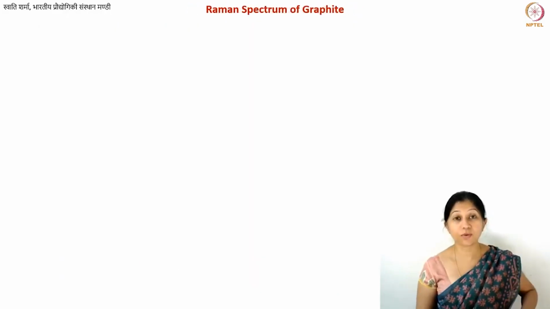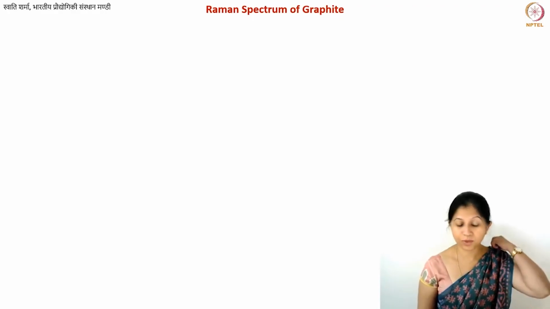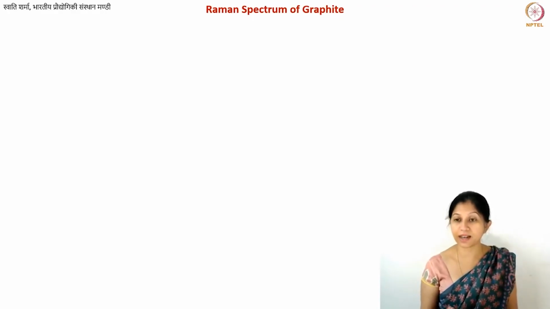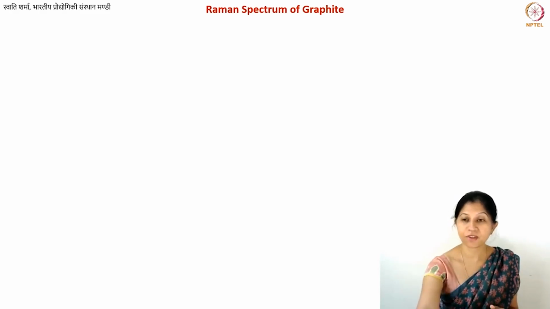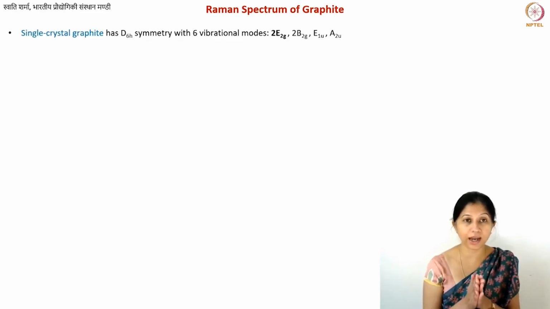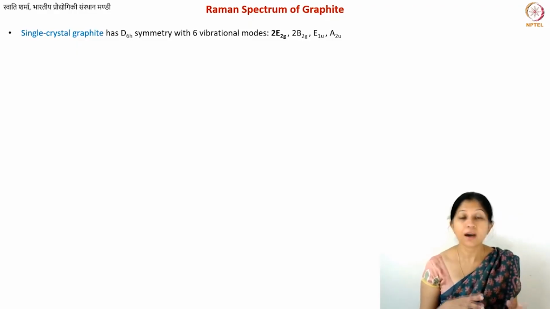Okay, so now let us move on to the Raman spectrum of graphite. We'll first talk about 3D graphite, as we always do, because all of our materials are related to it. All of you probably know that graphite single crystal has a D6h type symmetry. What you may not know is that it has different vibrational modes. There are 6 vibrational modes. There are 2 E2g modes.